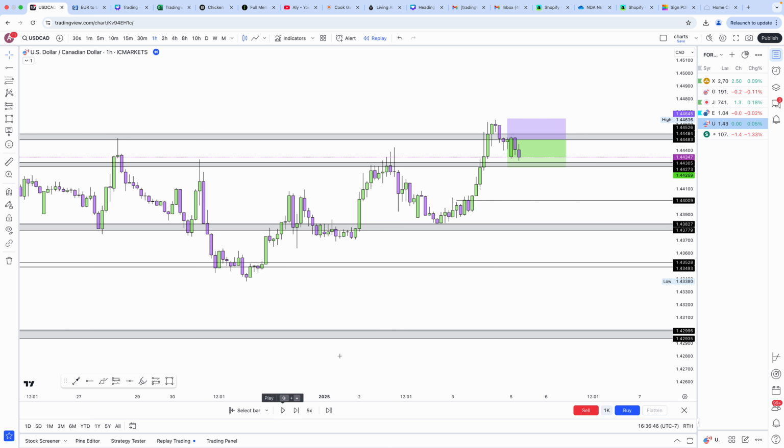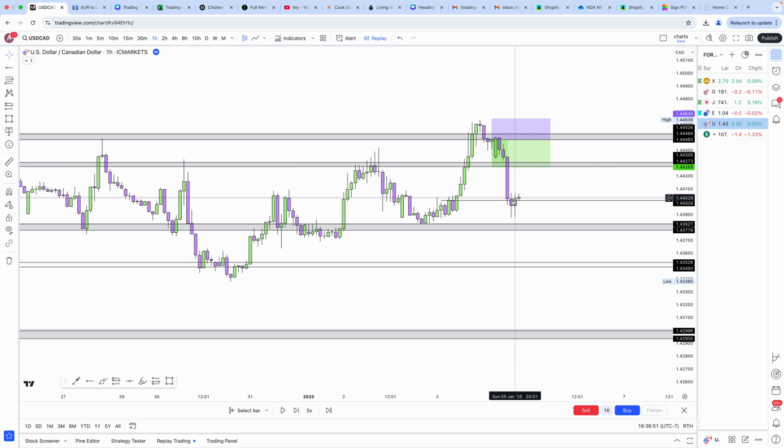So for example, we need 305 and 273 to break below. So it ends up breaking below. It ends up testing into this minor structure. I just added this in because I was thinking it was going to react, because if you measure between each zone, that's like 50 pips.